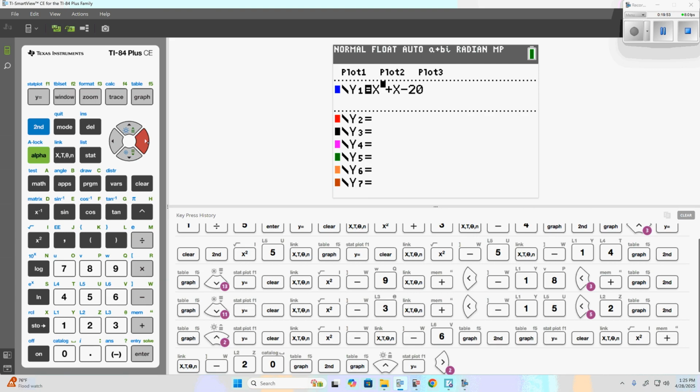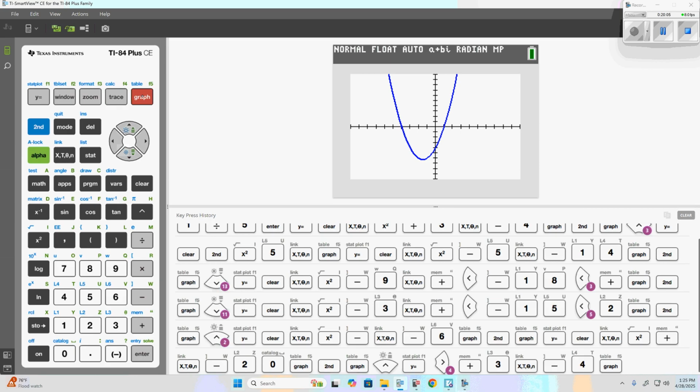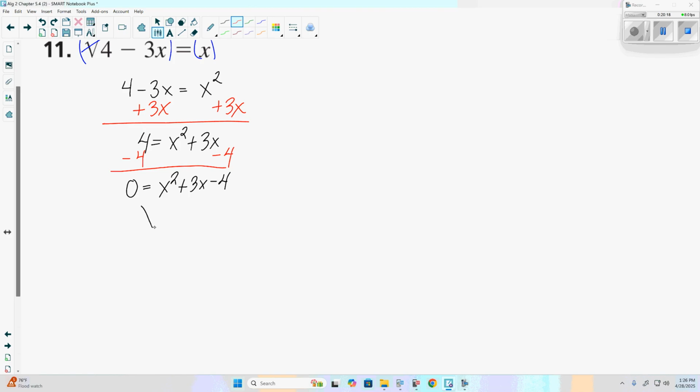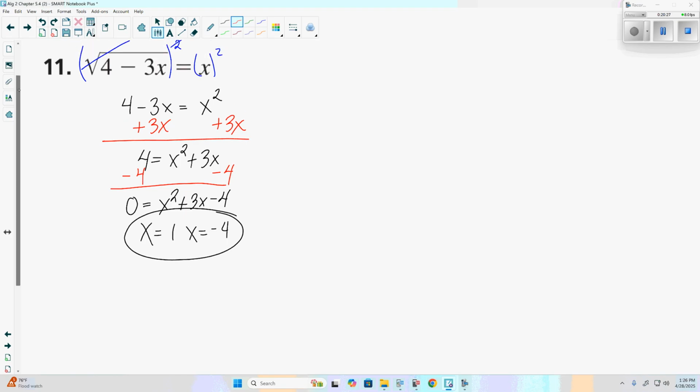x squared plus 3x minus 4. It does intersect at two nice points, and those two nice points are -4 and 1. Because again, we're looking for what values of x will make the y value be 0. What input values will make the output value be 0.